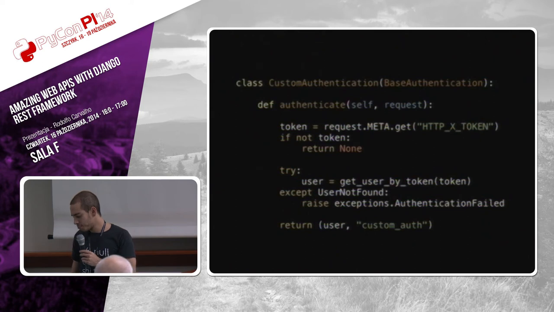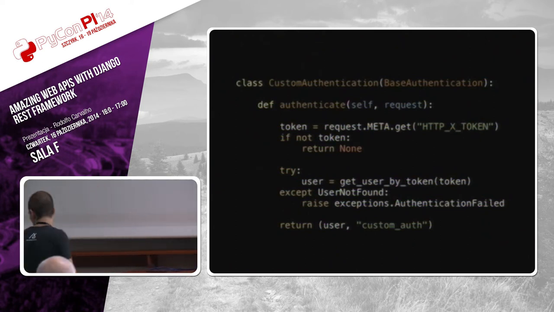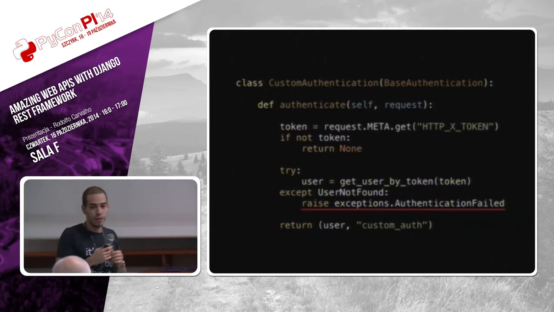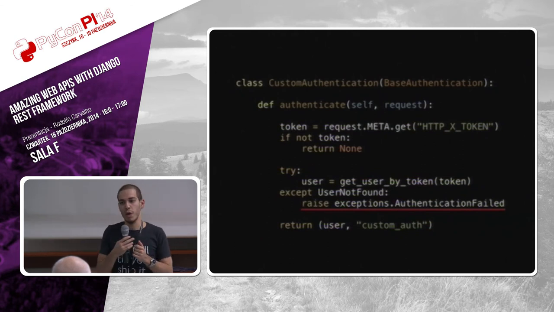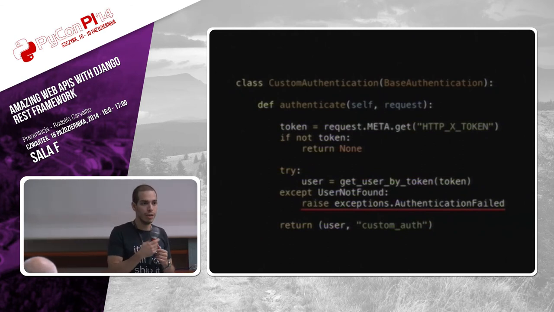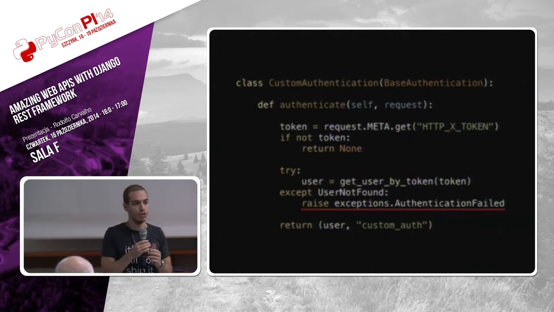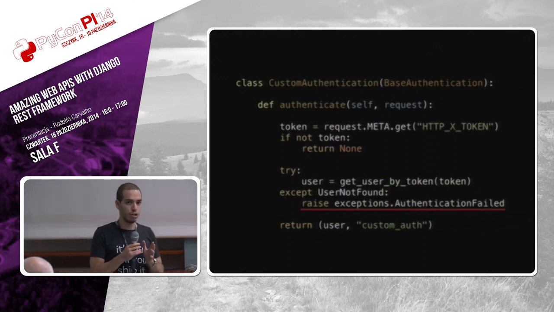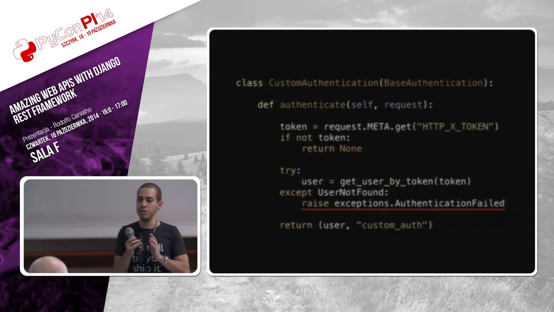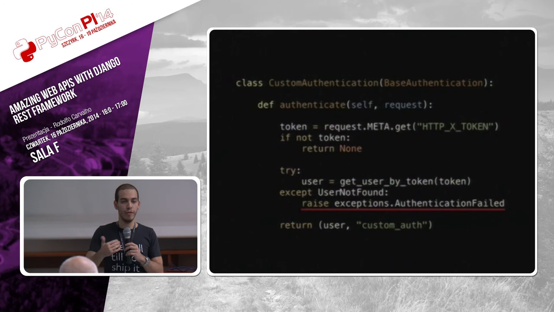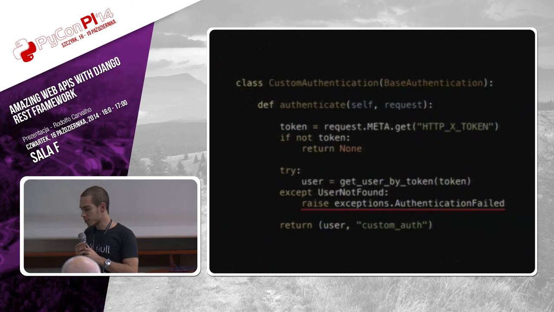The next thing that can happen is you raise an exception. If you raise the AuthenticationFailed exception, it means that you tried to authenticate with that method, so that was a valid method, but for example, in this case, the user does not exist, or this authentication failed, right? Failed is different than does not apply. And in this case, no further authentication method will be tried, and you're basically going to get an authentication failed HTTP response.